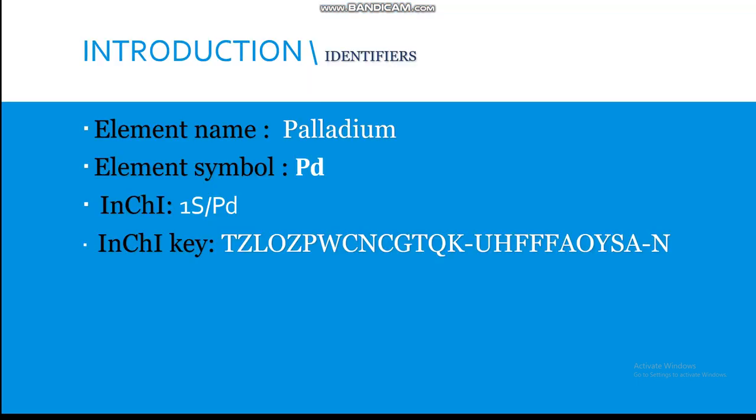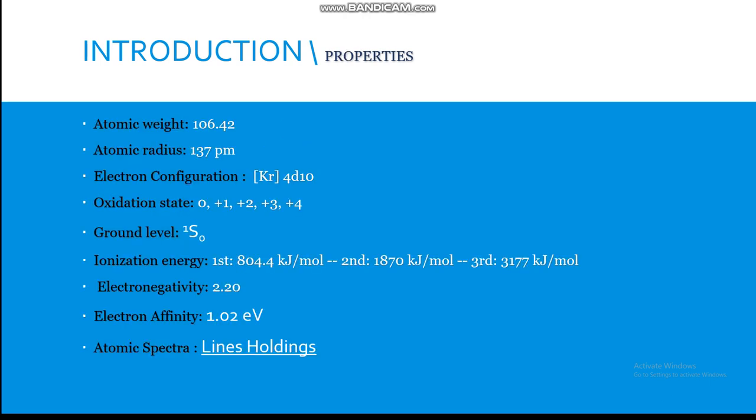So let's start with identifiers. Element name is Palladium, element symbol is Pd, international identifier is 1S Pd, international key. As you can see, a lot of letters, so I think it's obvious. So we're going to move on to properties.